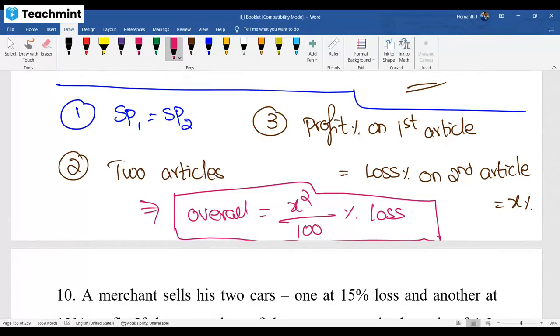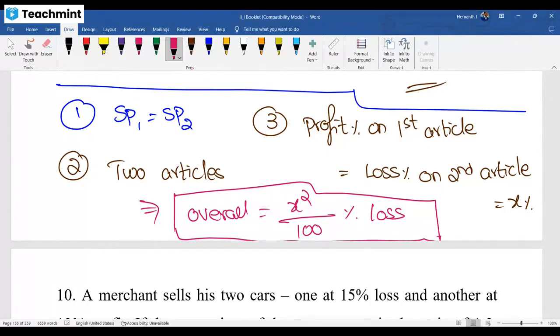But with this method, the drawback is if they ask in rupees, you'll get only percentage. Overall, 1% loss. Only percentage you can give. But sir, I want in terms of rupees. This won't give that directly in rupees. The previous method is the standard method. Sir, if suppose SP1 and SP2 are not equal, no problem. The previous method will help you. SP1, SP2 different or same, no problem.